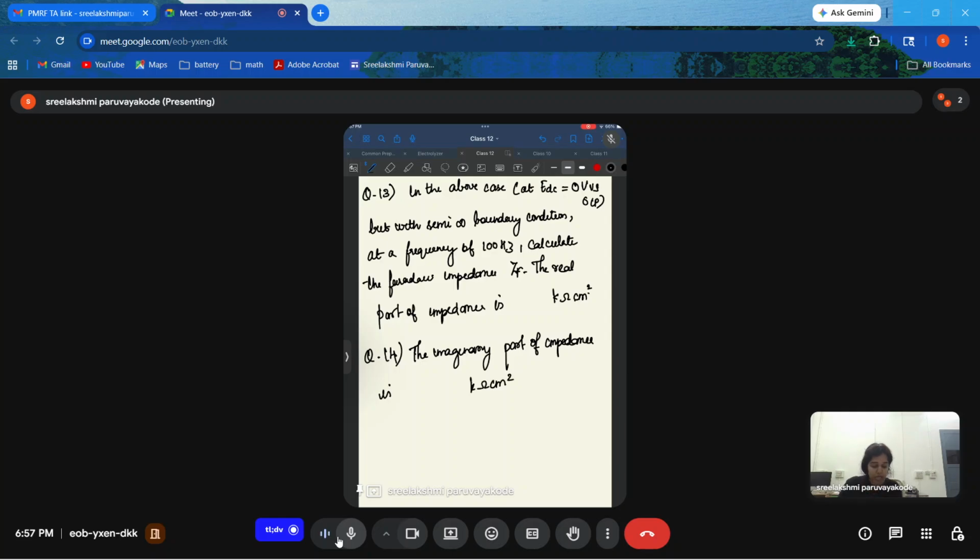Because both questions are linked, I have written them together. So what I'm going to do is give you the formula. You may have to try it yourself, and let me know if you don't get the answer. So what is the formula when you have a semi-infinite boundary condition?